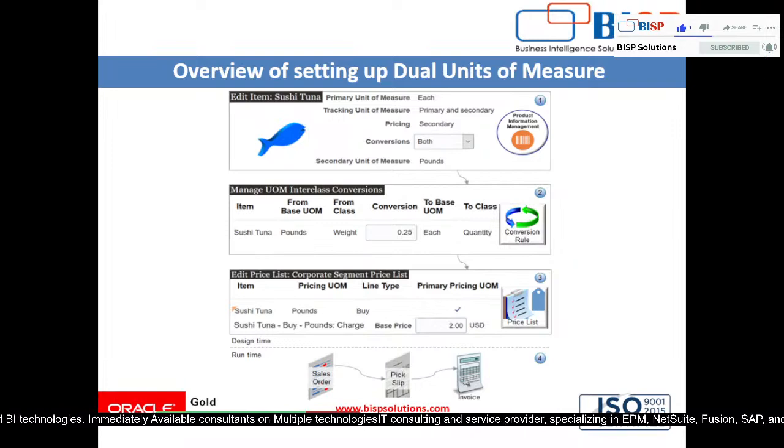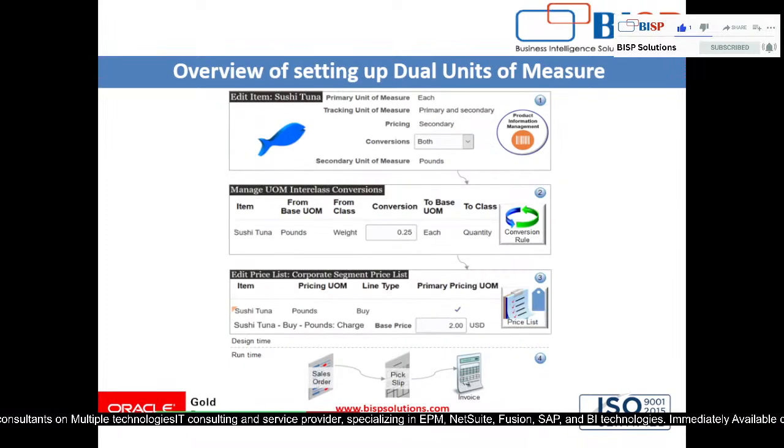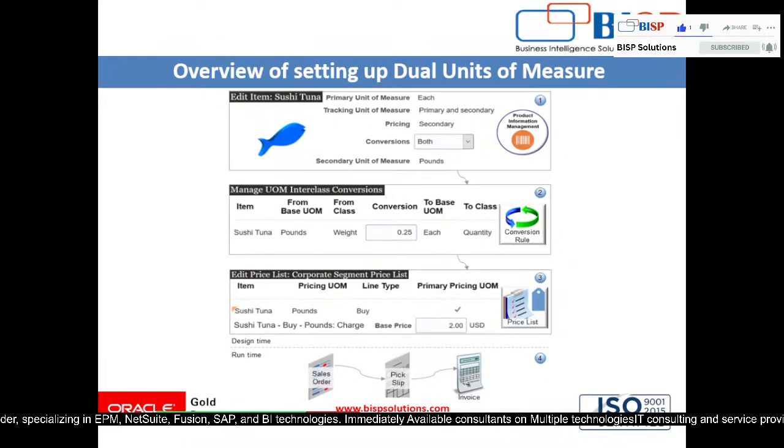So let's create an item, and after that we will discuss this order, right? So let's create one item. First we create the item, later on we will see the interclass conversion and the corporate segment price list, and after that we will see the order management, this sales order and inventory, right? So let's create one item.